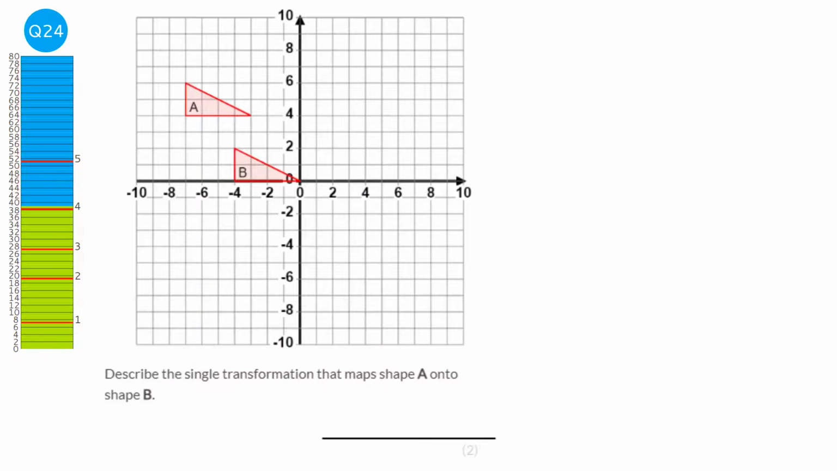Now, between A and B, the shapes haven't changed size, so it's not an enlargement. They haven't rotated or mirrored, they've just moved. And the word we use for that is translation. So this has been a translation.